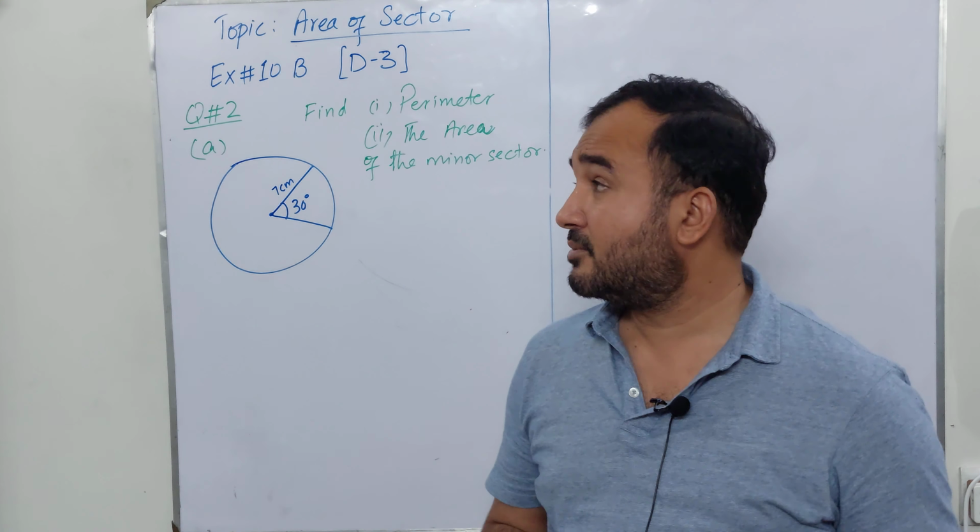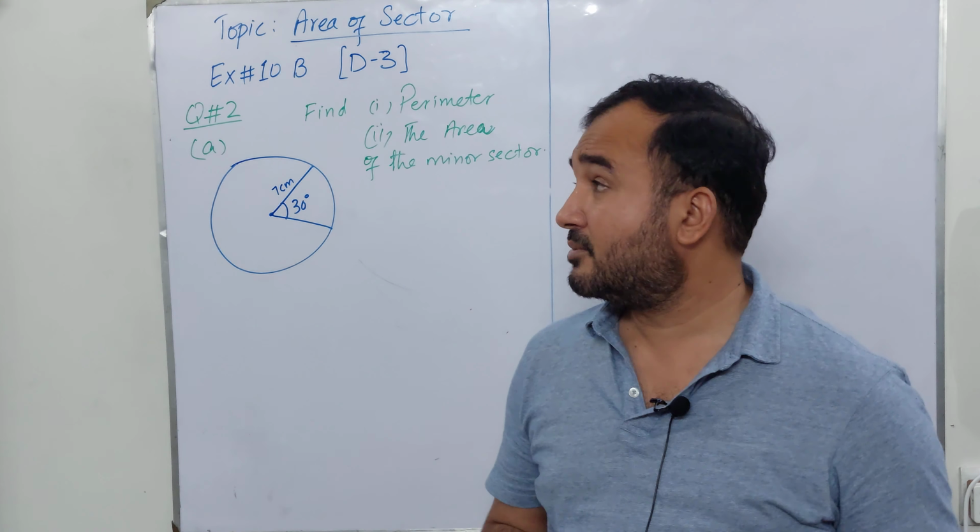Okay, so the result will be, radius of the circle is 35. Using this radius of circle and this angle, we can find area of sector. So area of sector is equal to angle divided by 360 into pi r square, which is again area.